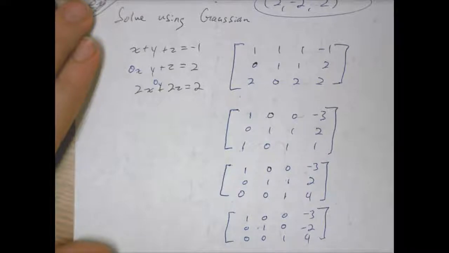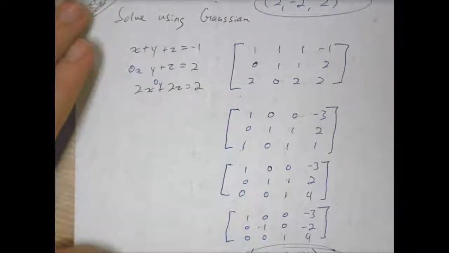x, y, z. Ones in my diagonals, so that means x is negative 3. So negative 3, negative 2, and z would be 4. That's our solution.